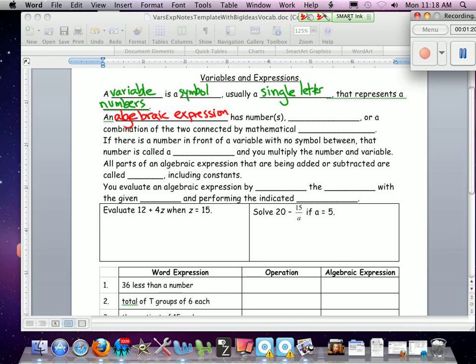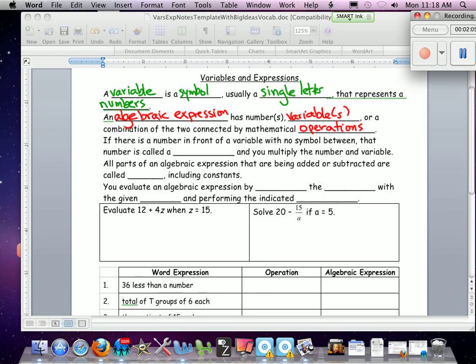So an algebraic expression has number(s), variable(s). Notice the parentheses s just means it could have just one, or it could have multiple numbers, just one variable or multiple variables, or a combination of the two connected by mathematical operations. But what we've seen is that for multiplication, the operation symbol isn't always there. So if I have a variable next to a variable, it means to multiply those two, well, eventually numbers that get plugged in. If I have a number next to a variable, they call that the coefficient, and then we would multiply the coefficient times the variable.